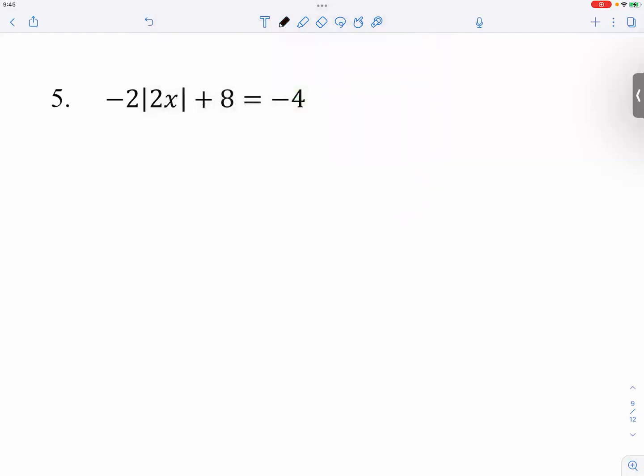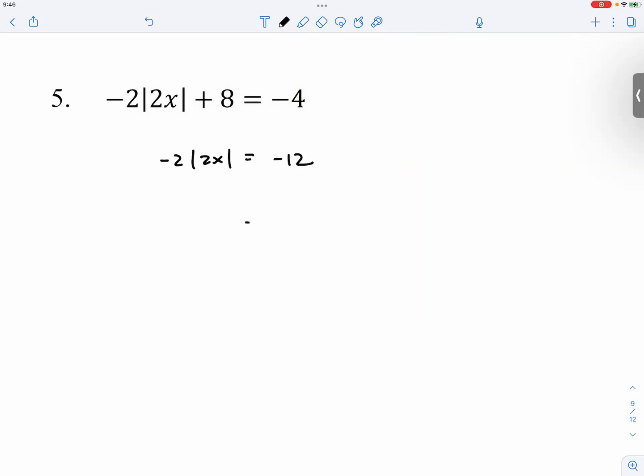Could we? If we want to do that, we have to dust off the -2 and also the +8 on the left-hand side. Which one should we remove first? +8. So we will remove the +8 by subtracting 8 on both sides. So we will have -4 minus 8, which gives you -12. Okay, -12.